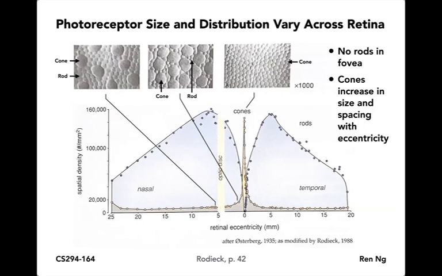And as you can see, this is a graph of density. So it's very, very dense, the cone cells in the fovea, 150,000 cells per square millimeter. It falls off very rapidly, as you can see in this graph. So a millimeter away, it's down to like 15,000 cone cells, like maybe a tenth.